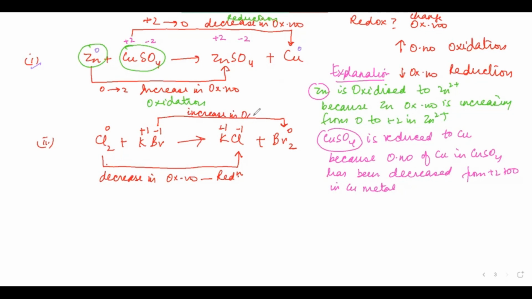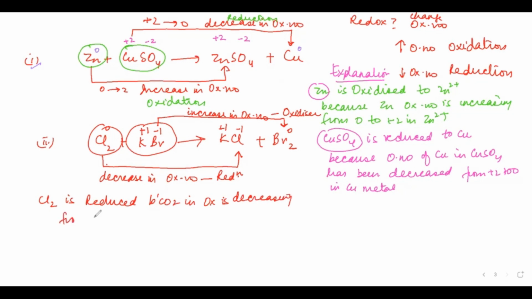Increase in oxidation number specifies that the substance as a whole is being oxidized. Decrease means the substance as a whole is being reduced. If the examiner wants us to explain in words, we write: chlorine is reduced because its oxidation number is decreasing from 0 to -1 in KCl, right?